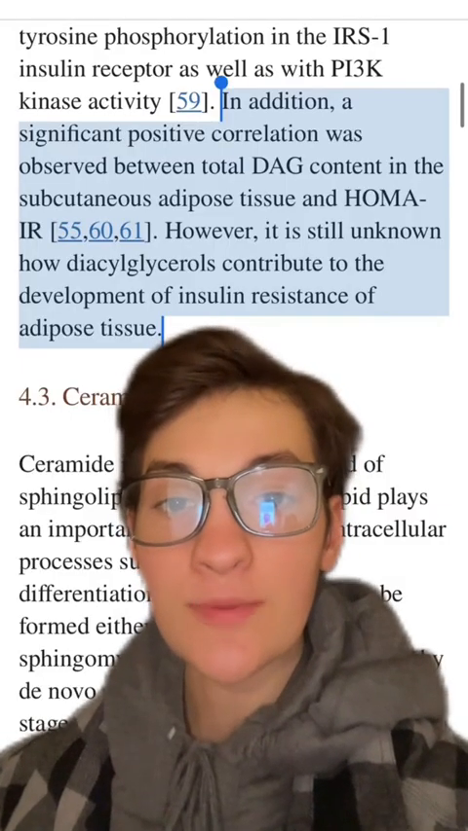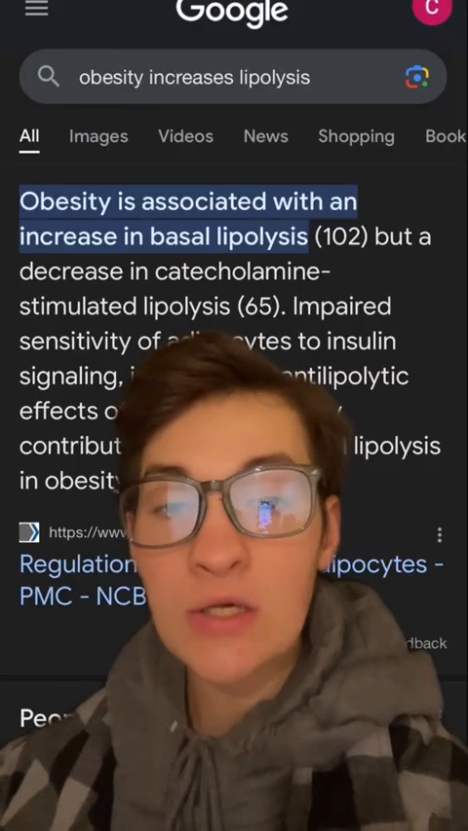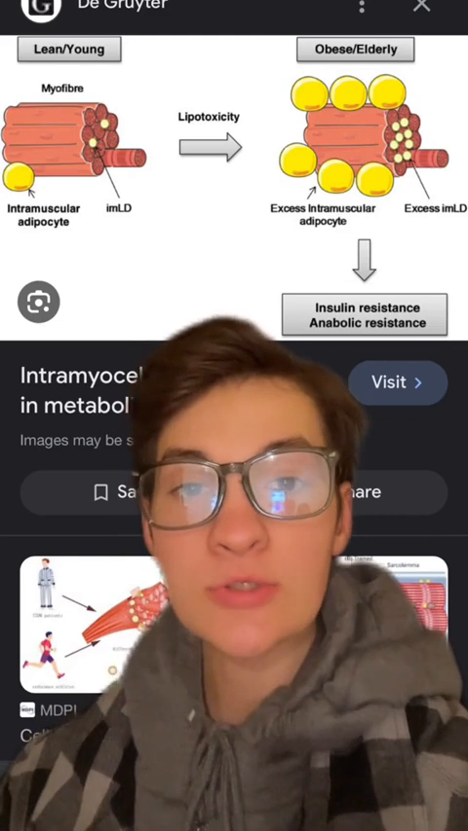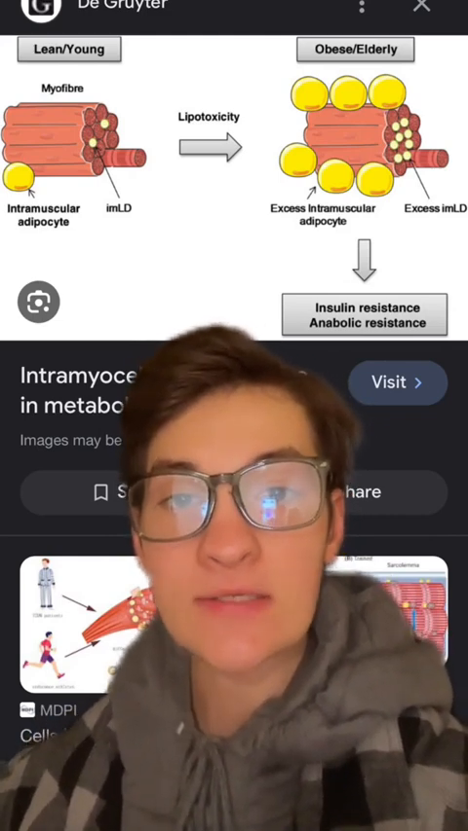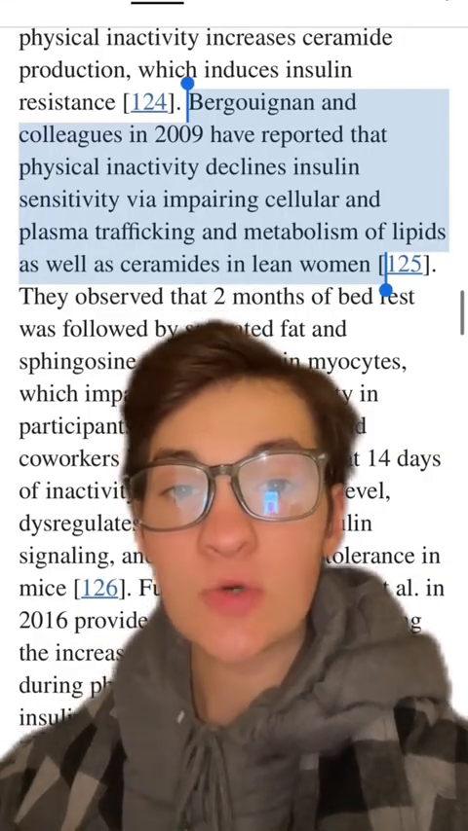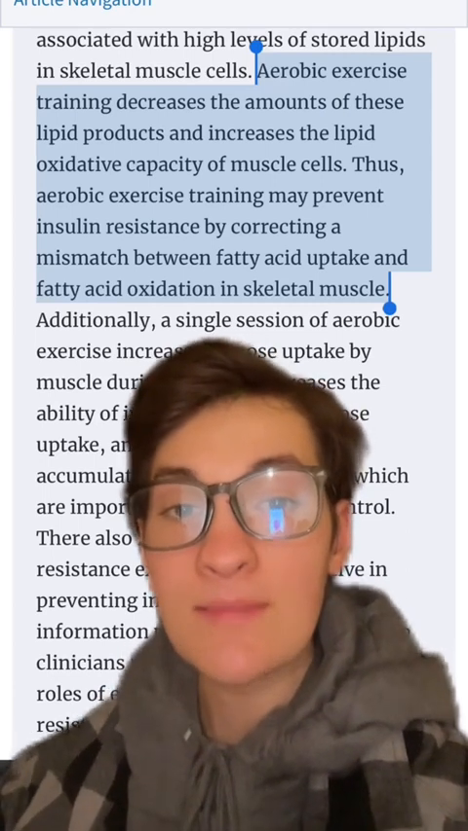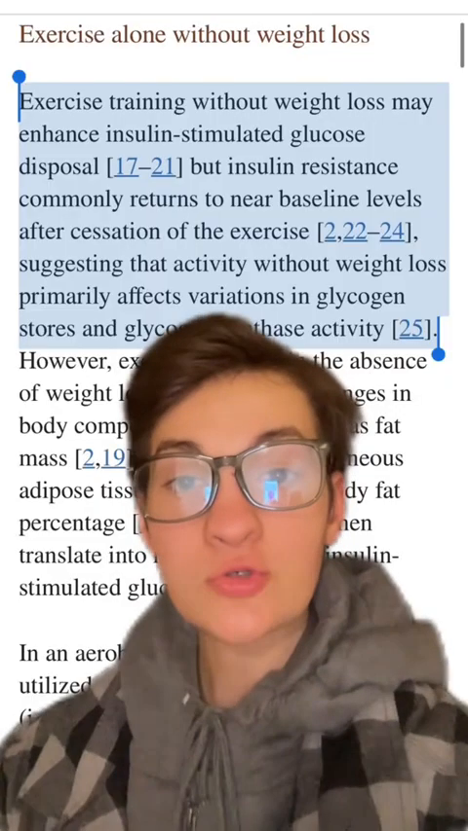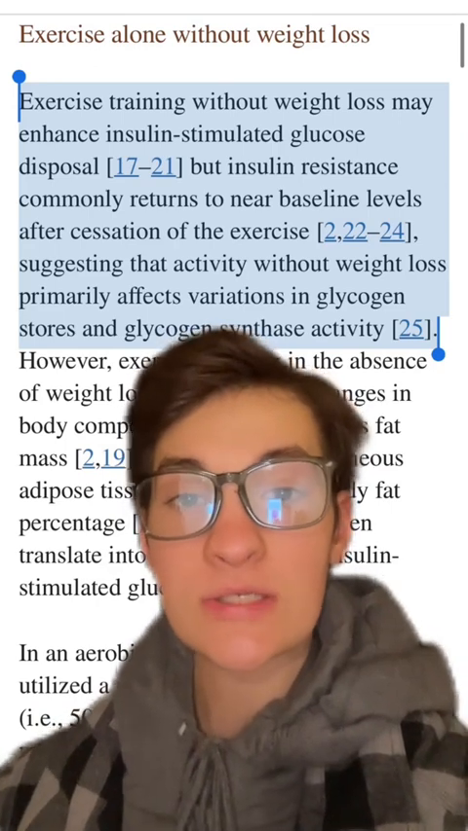Obesity is the main contributor to the accumulation of free fatty acids and diacylglycerols. This is because obese people have increased lipolysis, because the excess adipose tissue in their liver and in their muscles begins leaking fatty acids. The second, likely most important driver of insulin resistance is physical inactivity, because exercise of all types can correct the imbalance between fatty acid uptake and fatty acid oxidation. And exercise, even without weight loss, can reduce insulin resistance.